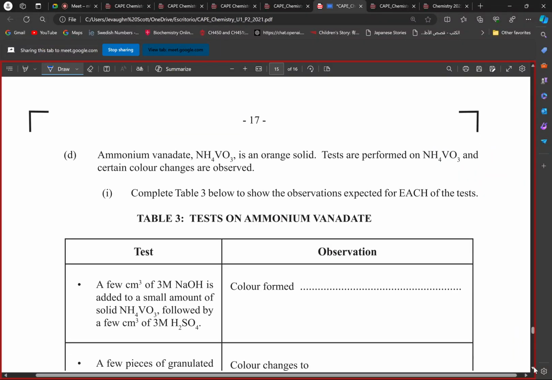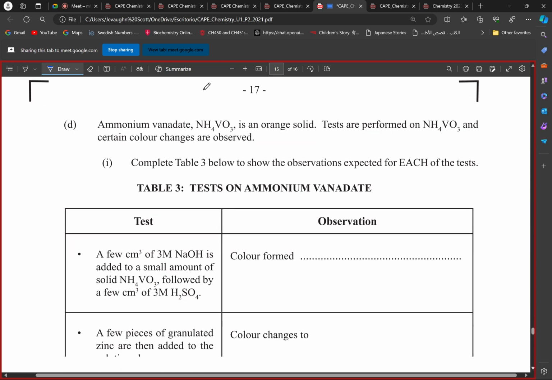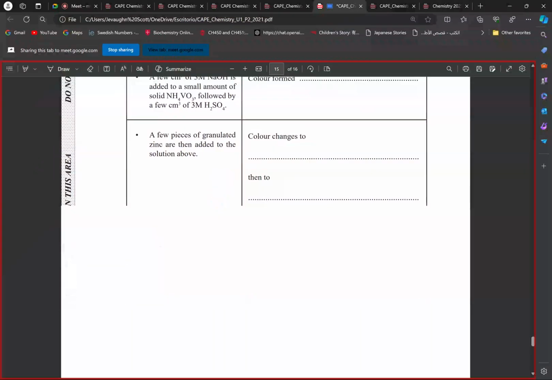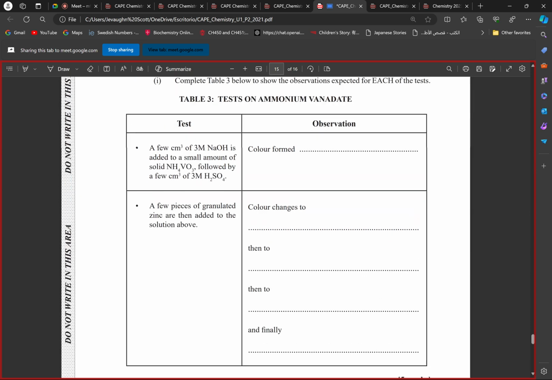That's crazy. All right, so here we have the vanadium rainbow, the test of ammonium vanadate. We need to know the oxidation states of our vanadium and place them in. This paper is actually great to tackle these transition element topics. If we add a few cm cubed of 3 molar sodium hydroxide to a small amount of ammonium vanadate, followed by 3 molar sulfuric acid, what is formed?